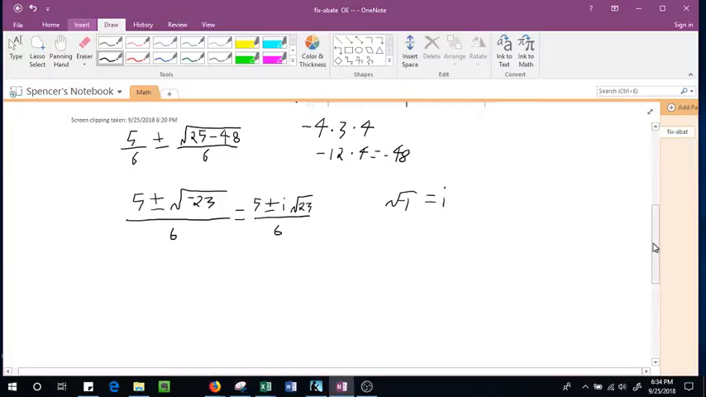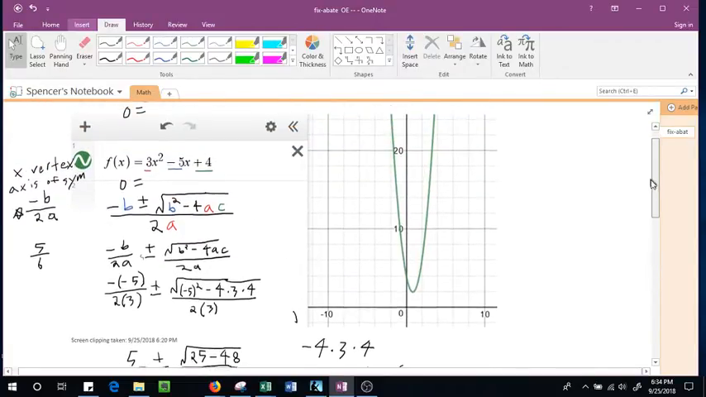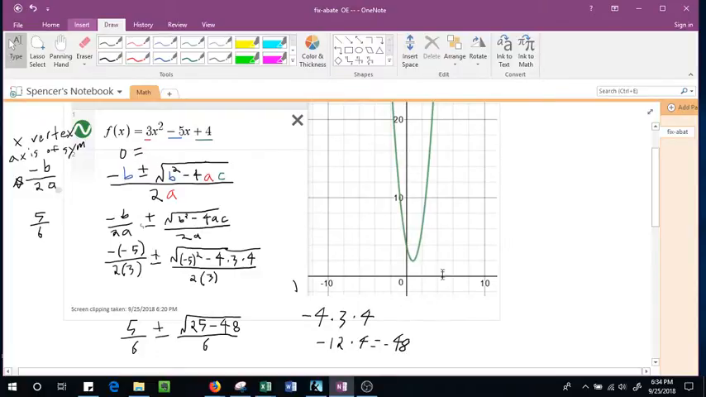So knowing that the solution is imaginary, that means that we should not see x-intercepts when we go look at our graph from Desmos. And we see that is true. If this is our x-axis right here, right along here, we don't see that there is any intercepts there. The quadratic is all above that line.